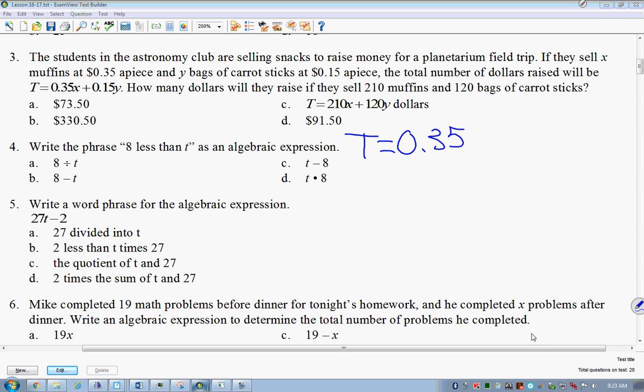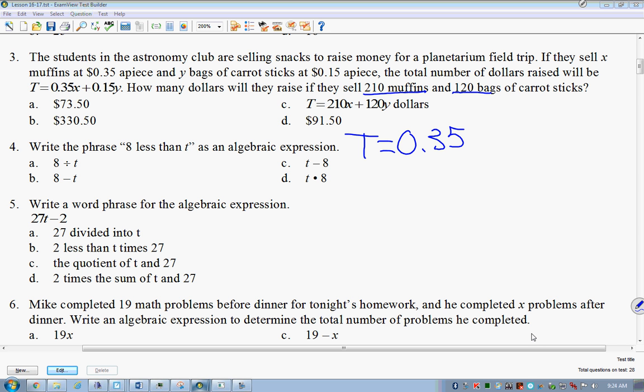Somebody said 120. Somebody said 210. Okay? You're right that those are going to be the numbers that I need to substitute, but how can I make sure that I'm not putting them in the wrong places? I might need to go back and reread. Okay? You might, during your test, need to go back and reread.